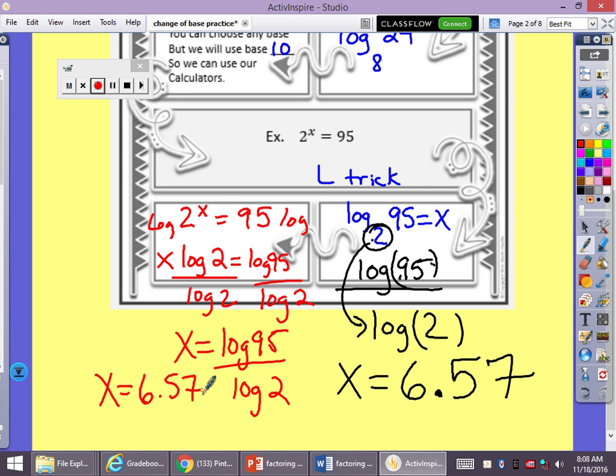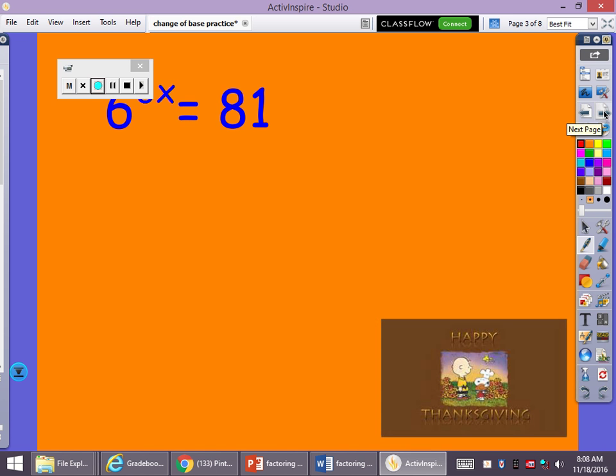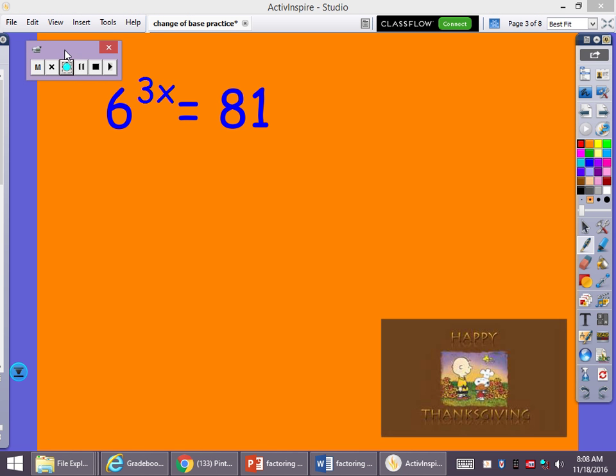Okay, so I have some practice problems that are different from the ones that are on the back of your paper, so you need a separate sheet of paper.